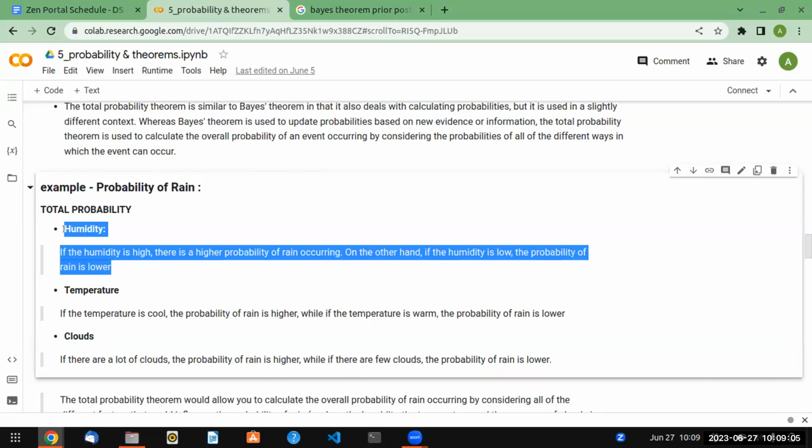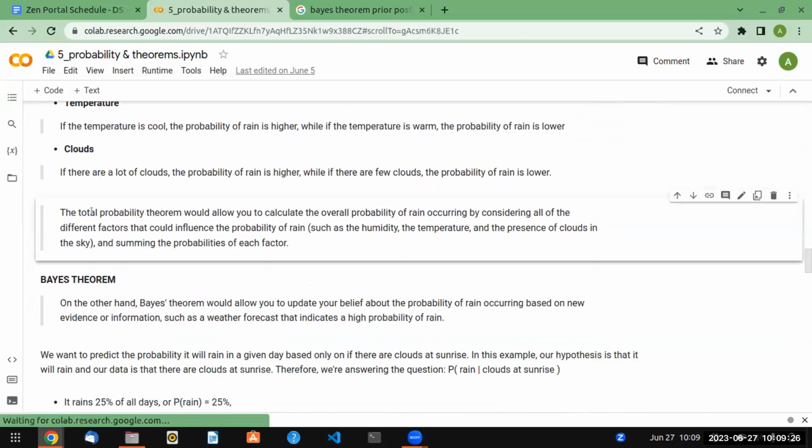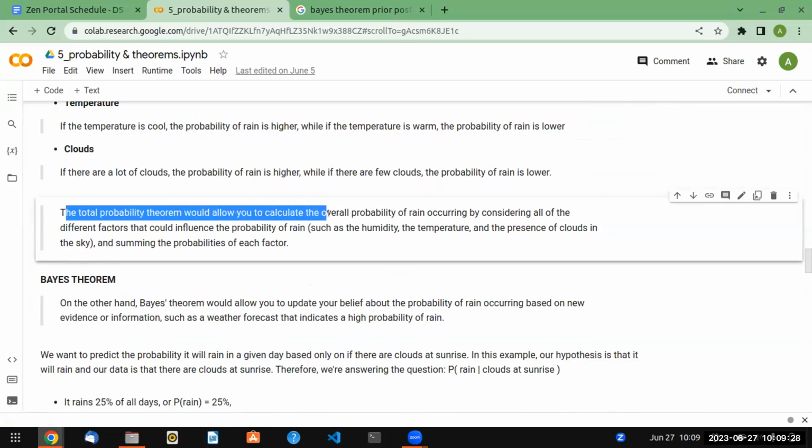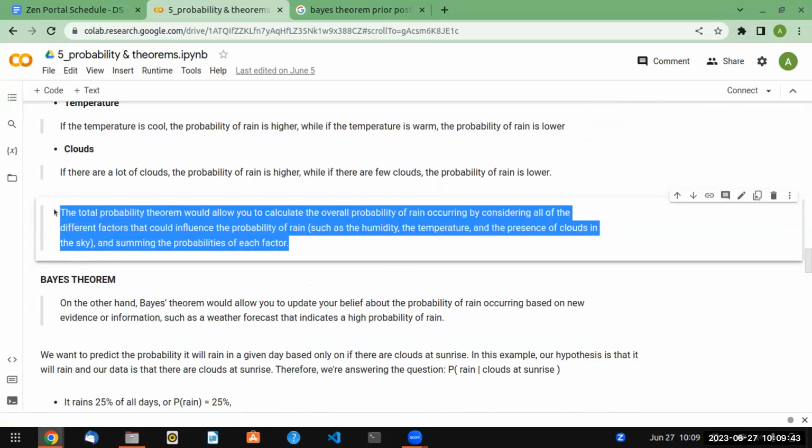Yes. Okay. But the same thing, if we calculate based on Bayes theorem. In Bayes theorem, what is our basic requirement? We have to have an evidence. That is our requirement to use Bayes theorem. Now, how to solve this question using Bayes theorem? Let's see. Let me read here. The total probability theorem would allow you to calculate the overall probability of rain occurring by considering all of the different factors that could influence the probability of rain, such as humidity, temperature, presence of cloud, and summing the probability of each factor to get the total probability of rain. It is total probability theorem.